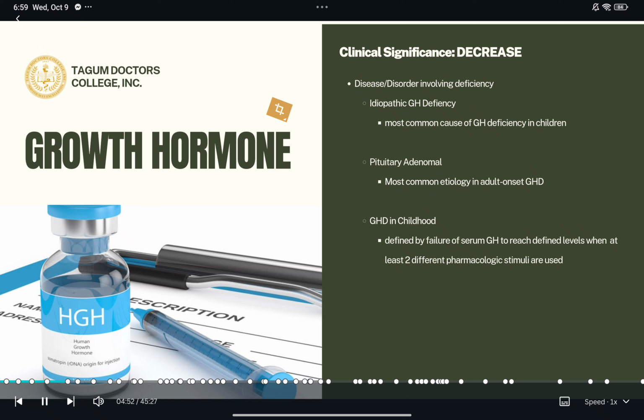Clinical significance when it comes to decrease: we have diseases or disorders involving deficiency. We have idiopathic growth hormone deficiency, which is the most common cause of growth hormone deficiency in children. And then we have pituitary adenoma, the most common etiology in adult onset growth hormone deficiency. And then we also have growth hormone deficiency in childhood, which is defined by the failure of serum growth hormone to reach defined levels when at least two different pharmacologic stimuli are used.